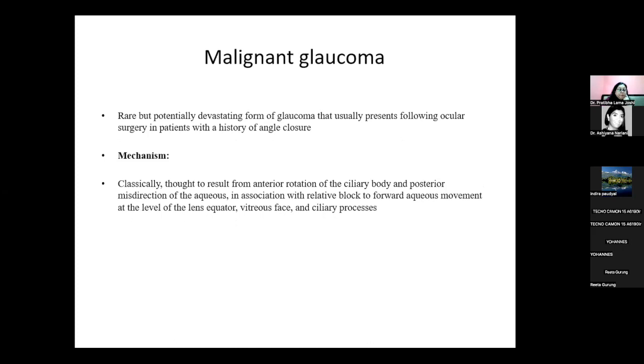Malignant glaucoma. This is a rare but potentially devastating form of glaucoma that usually presents following ocular surgery in patients with a history of angle closure. The mechanism: it is thought that it results from anterior rotation of the ciliary body and posterior misdirection of the aqueous, in association with a relative block to forward aqueous movement at the level of the lens equator, vitreous face, and ciliary processes.